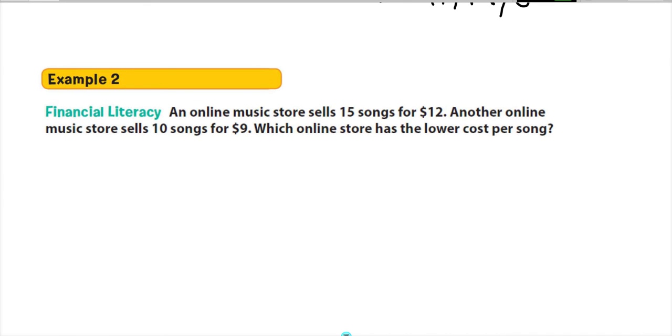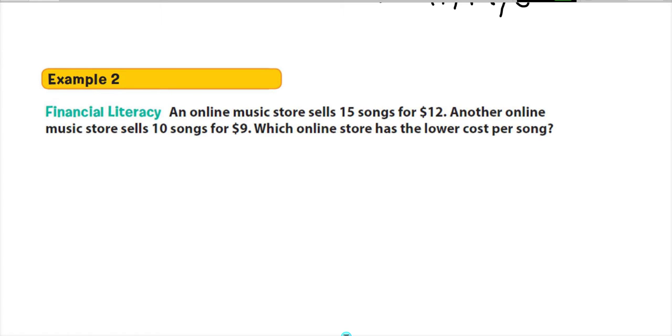Okay, example 2, financial literacy. An online music store sells 15 songs for $12. Another online music store sells 10 songs for $9. Which online store has the lower cost per song? So basically this is kind of like iTunes versus either Google Play or Amazon or some other place that you buy online music from. We're trying to figure out which one is the better deal. So are we better off to get 15 songs for $12, or should we go ahead and get the 10 songs for $9? I know sometimes whenever you buy an album, you can get a special edition, and it includes 4 or 5 more songs for just a few bucks more. So are you really better off to get the extra songs or not? So we're going to find out.